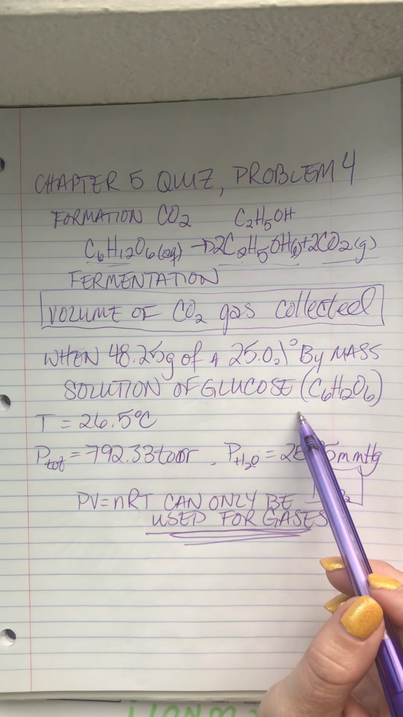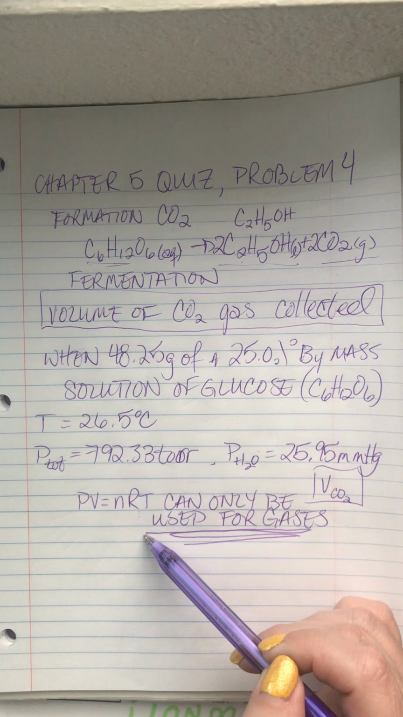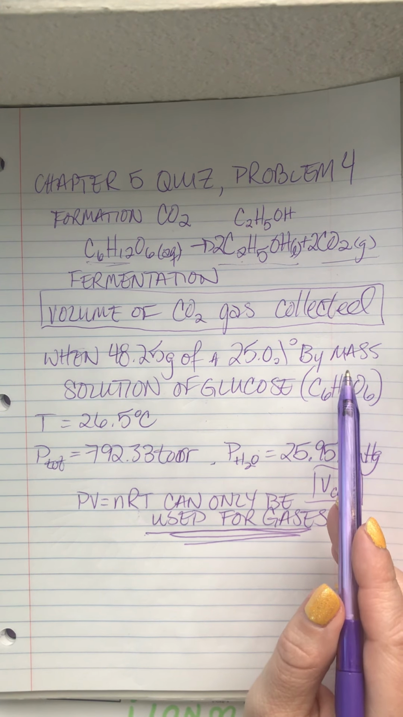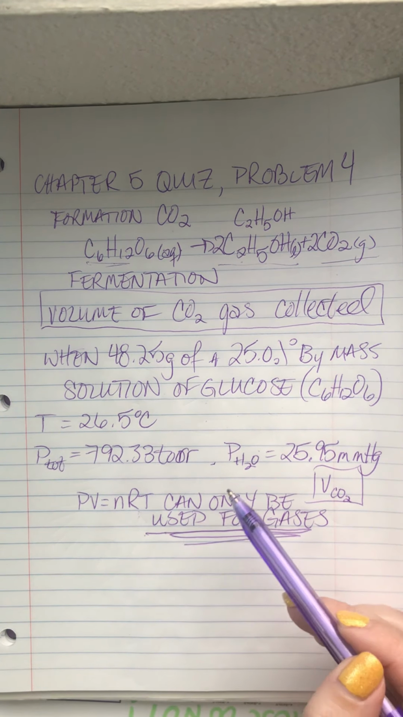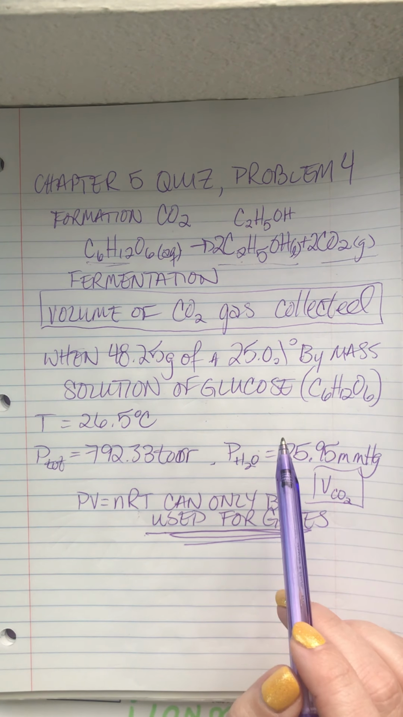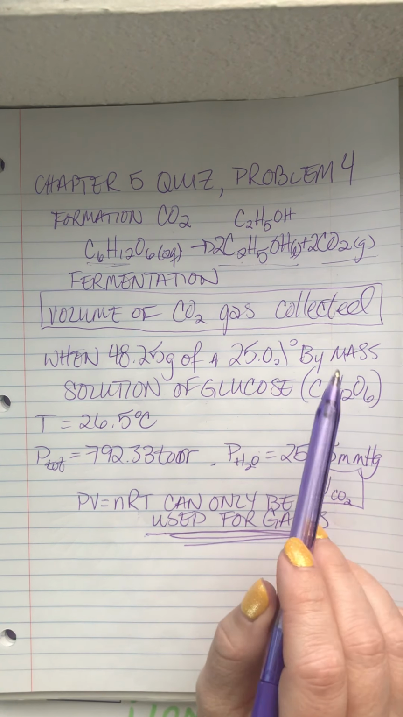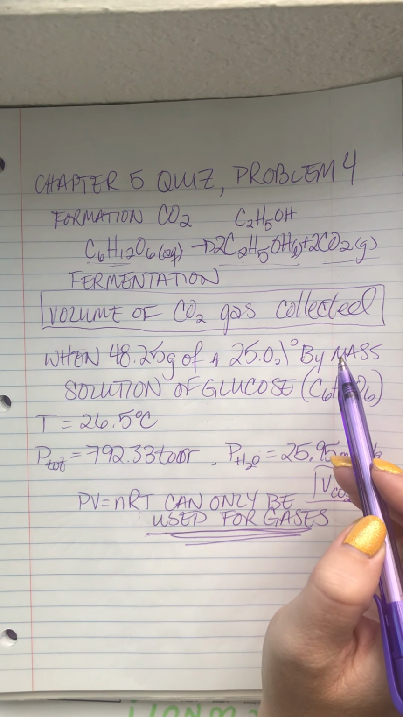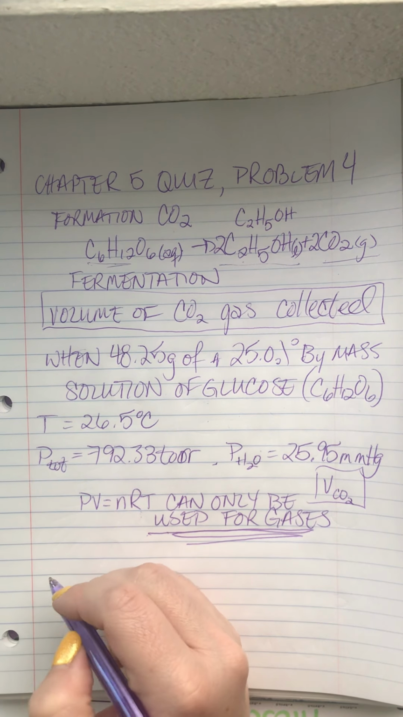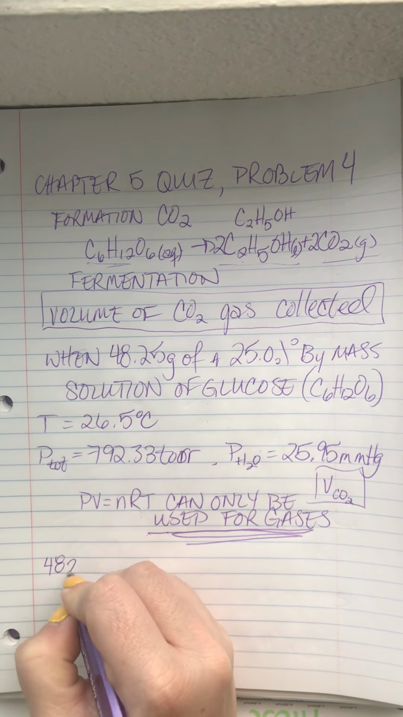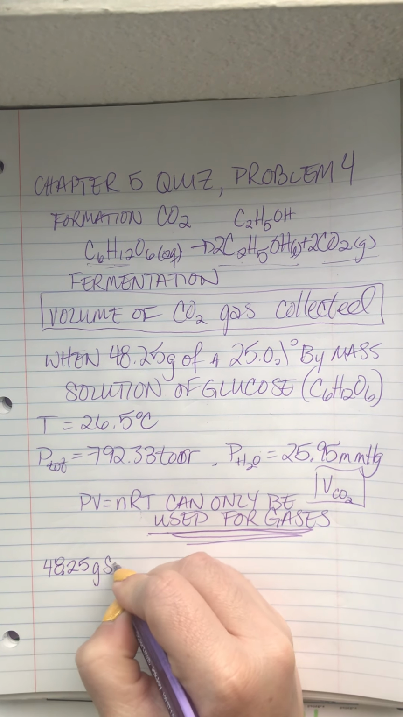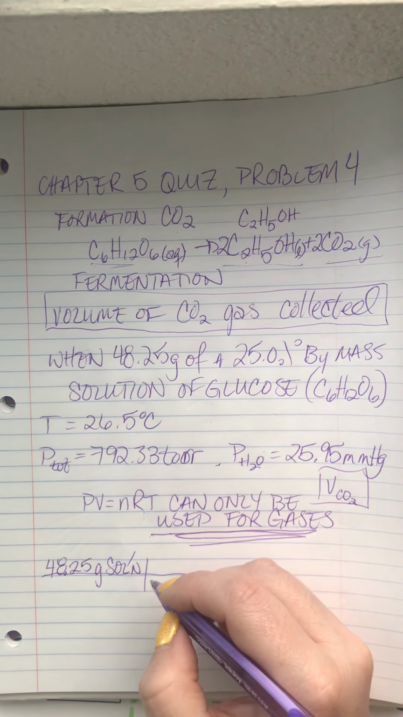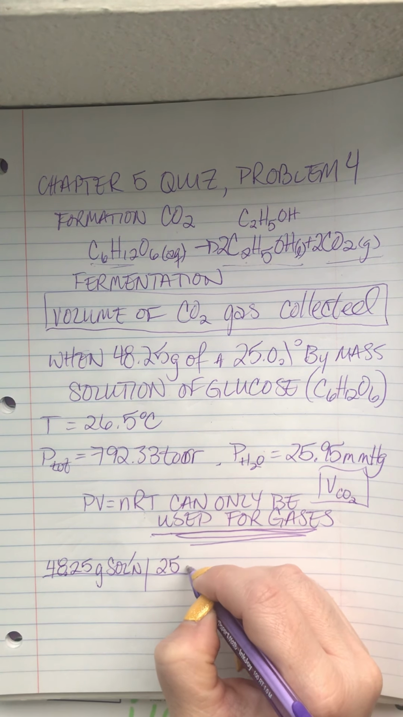So none of the information given about glucose can go in here, right? Analogous would be the hydrogen peroxide. You're given a bunch of information about hydrogen peroxide, but that information can't go into PV equals nRT. You have to first get the moles of whatever you're starting with into moles of gas, right? Does that make sense? So let's look at how we do that. So we're given 48.25 grams of solution, right? And we're told that that solution is 25% by mass.